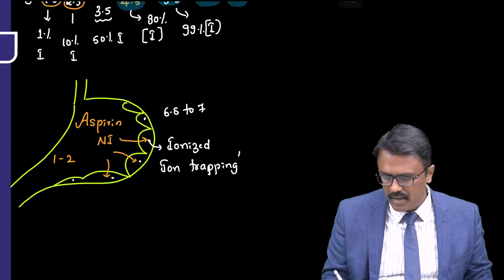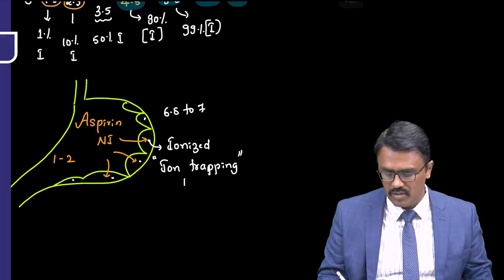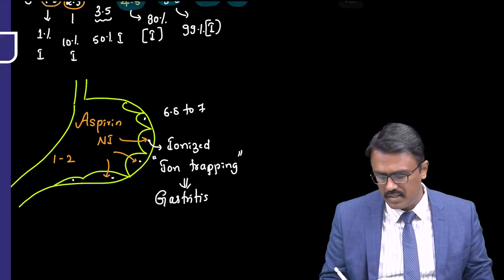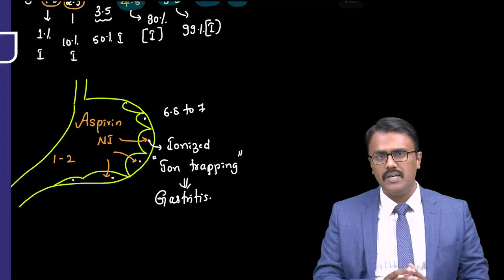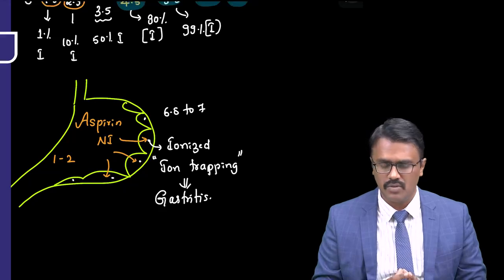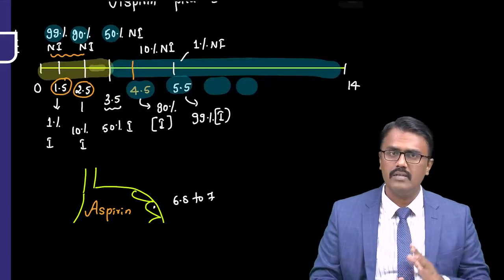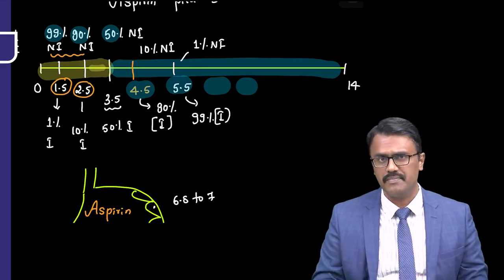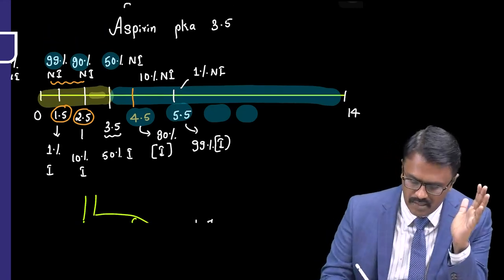Because of ion trapping, aspirin stays for a very long period inside the gastric epithelium. So this will lead to gastritis. So the patient may have gastritis here. This is the reason I told you, at various pH the drug acts in a different manner, right? So this is the point, pK is the point that tells us what is an acidic environment for the drug and what is the basic environment for the drug. That's it. Now I took the example of aspirin, which is an acidic drug.